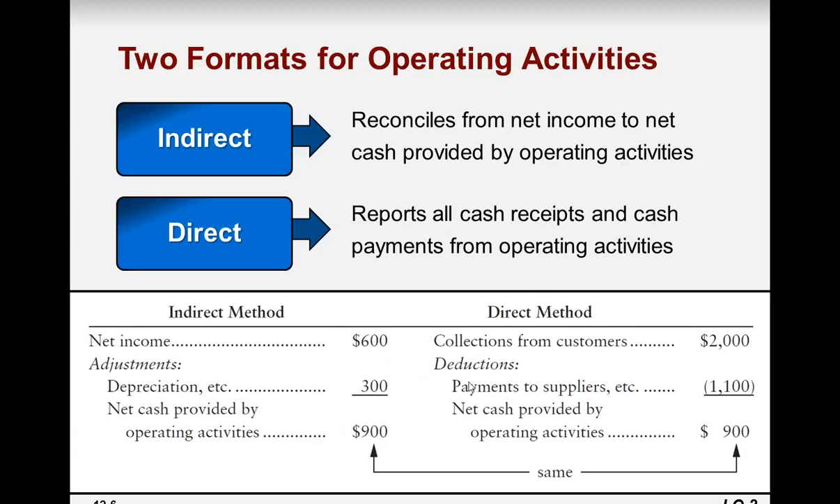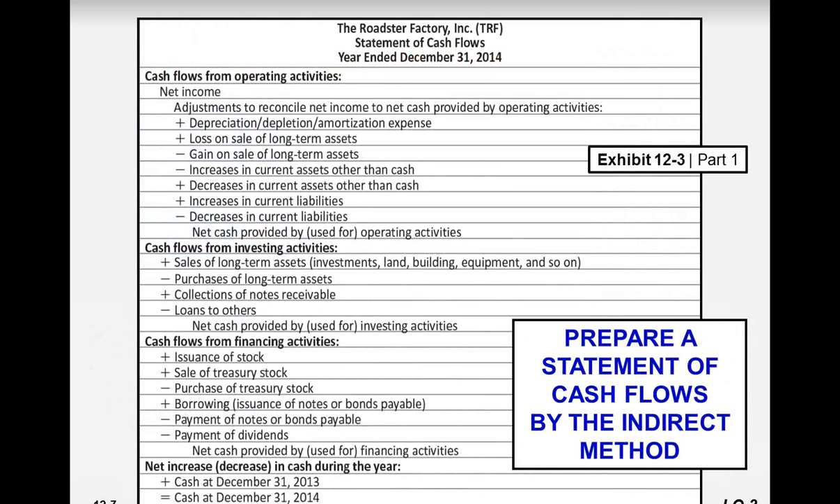When we use the direct method, we would list our collections from customers. That can be determined by looking at your accounts receivable, by the way, and we would look at our deductions, being the payments to suppliers, by looking at our accounts payable to get the same operating activities cash in both methods. This is very basic. It becomes more complex than this.